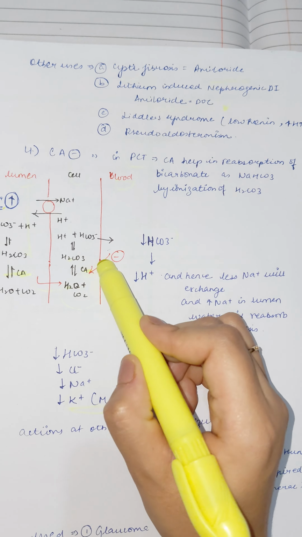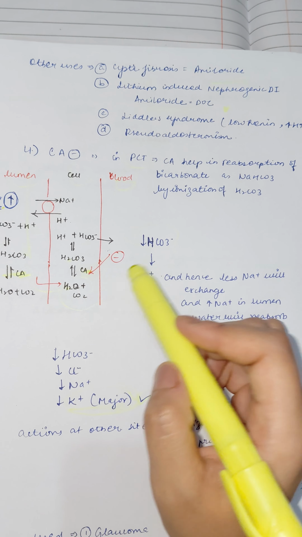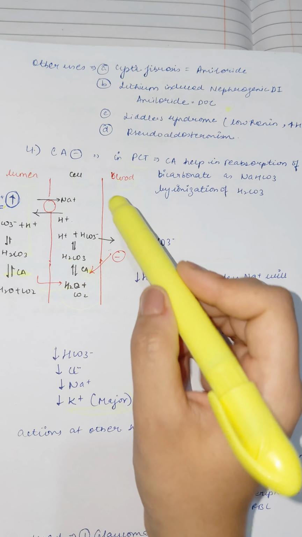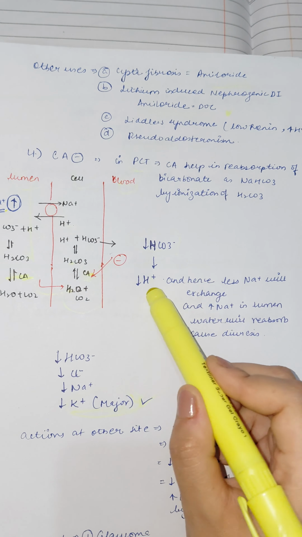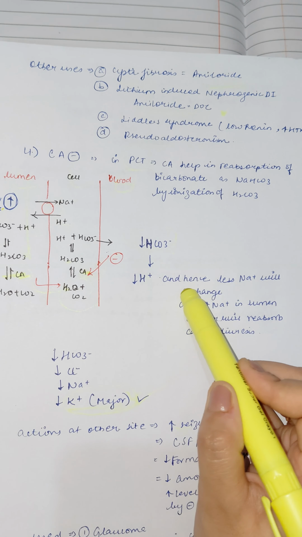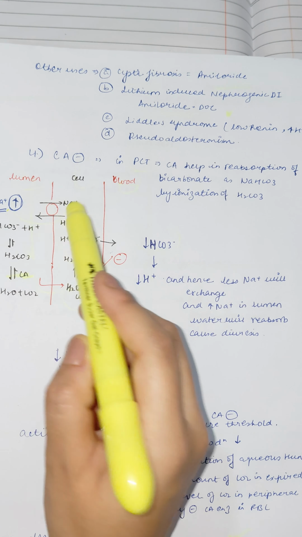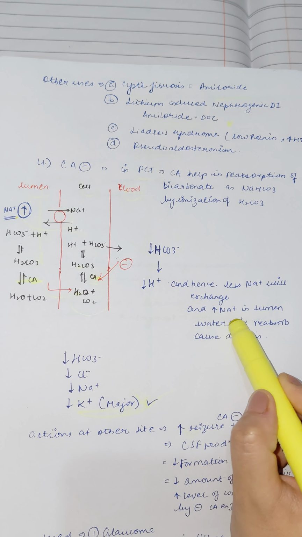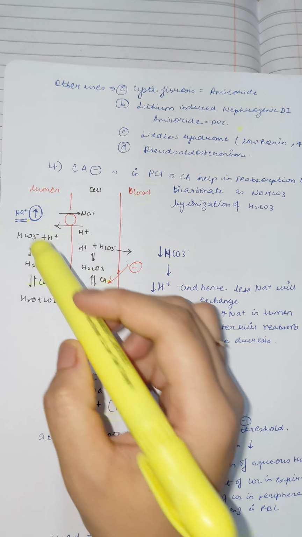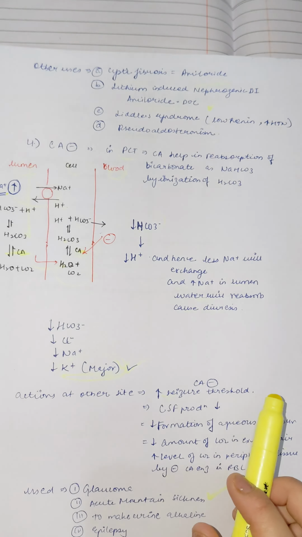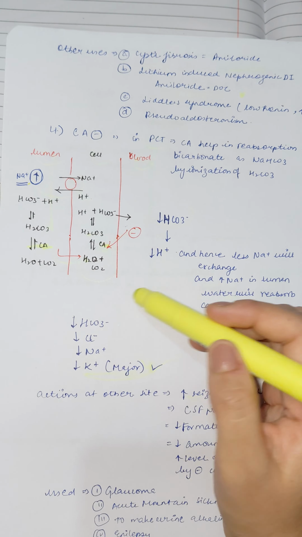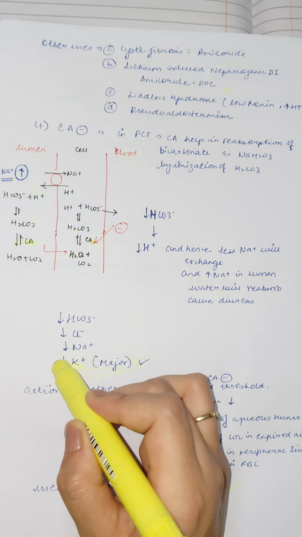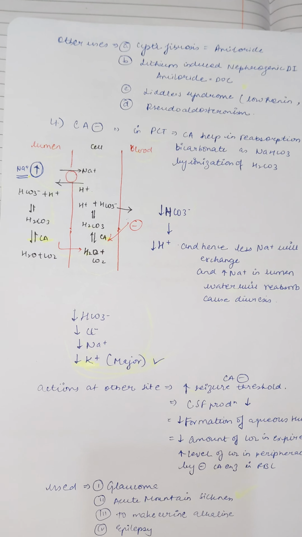If we inhibit this carbonic anhydrase, it will cause a decrease in HCO3. That is, HCO3 will be decreased and it will cause a decrease in H plus also, and hence less Na will be exchanged. That is, this will not work and sodium increases in the lumen, and water will be retained and cause diuresis. So this is how it will work. It will cause excretion of all of these. Mainly potassium is majorly excreted.